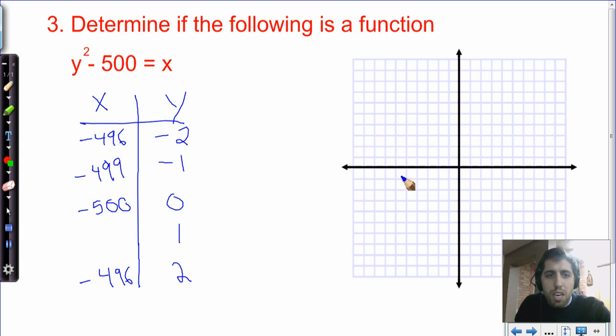If we go negative 496 and down 2, well, I would have to be making my x scale like 100 or 50 to get us all the way back to negative 500. But then we wouldn't move much right and left because the only other x's we have are negative 499 and negative 496. So we'd be pretty vertical. We'd be hugging things really closely. We wouldn't be using all of our graph.